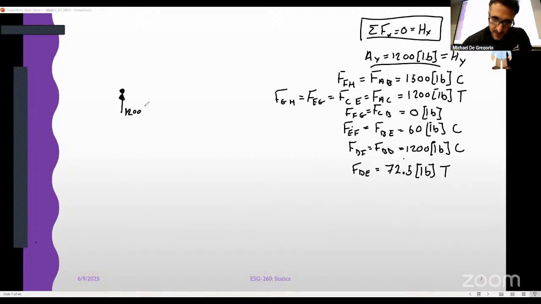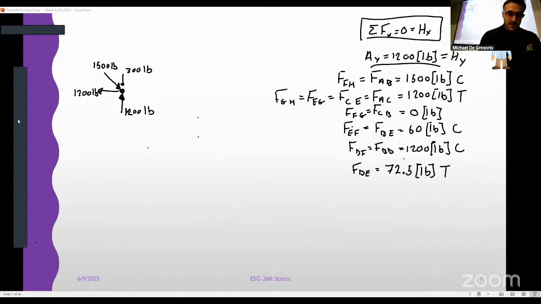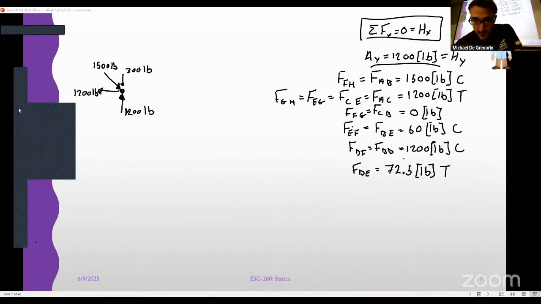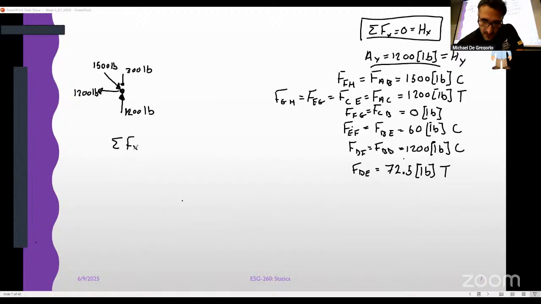So this is 1,200 pounds upward. We have 300 pounds downward. FGH I'm going to write in as 1,200 pounds. And then this we found to be in compression. That's FFH, which is 1,500 pounds. Okay, I'm going to sum up all my forces in each of the directions and make sure that they make a 0. All right, so let's sum the forces in the x direction.